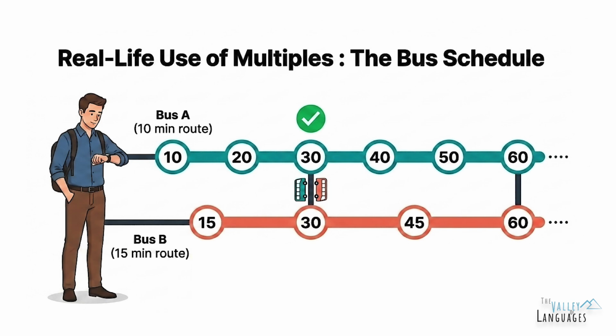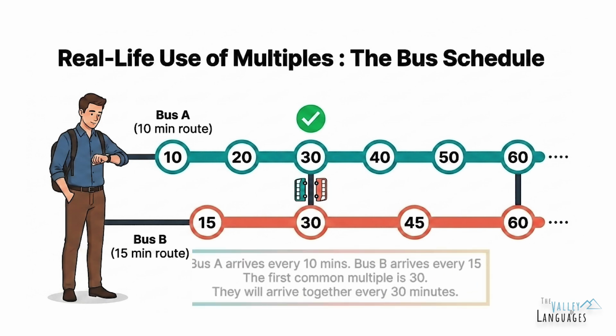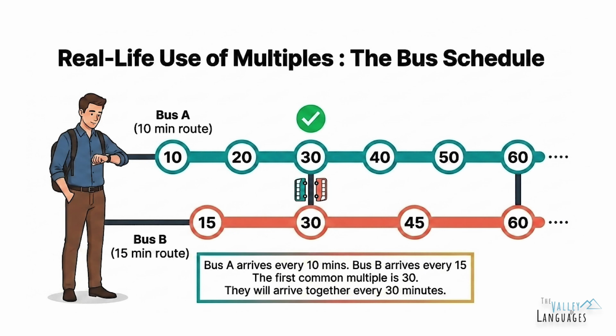To solve this, we just need to find when their arrival rhythms perfectly overlap. Let's map this out using the exact same method we just learned. For the first bus, we list the multiples of 10, arriving at 10, 20, 30, 40, 50, and 60 minutes. For the second bus, we list the multiples of 15, arriving at 15, 30, 45, and 60 minutes. Okay, now the hunt is on for our smallest match. And yep, there it is. The first common multiple for both schedules is 30. That means the least common multiple of 10 and 15 is 30. So we've solved our real-world problem. Those two buses are going to arrive together at the station every 30 minutes.